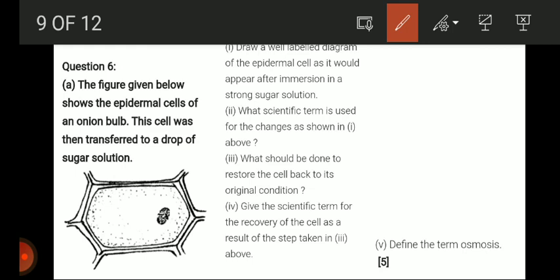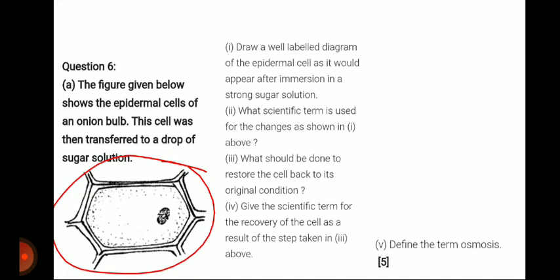A figure has been given which shows the epidermal cells of an onion bulb. This cell was then transferred to a drop of sugar solution. Okay. This is basically an epidermal cell of an onion bulb, and then this particular cell has been transferred to a drop of sugar solution. First, you have to draw a well-labeled diagram of this epidermal cell as it would appear after immersion in a strong sugar solution.